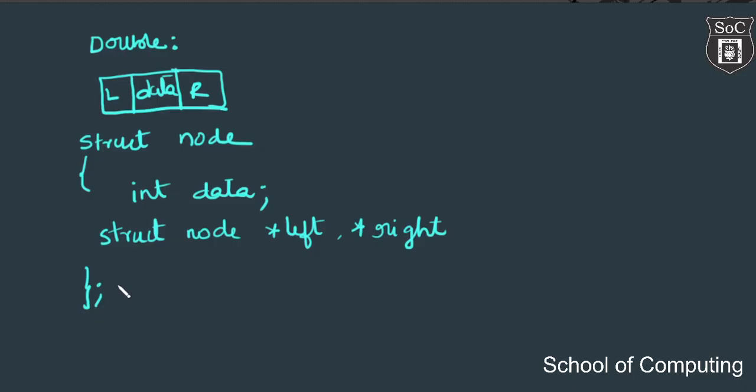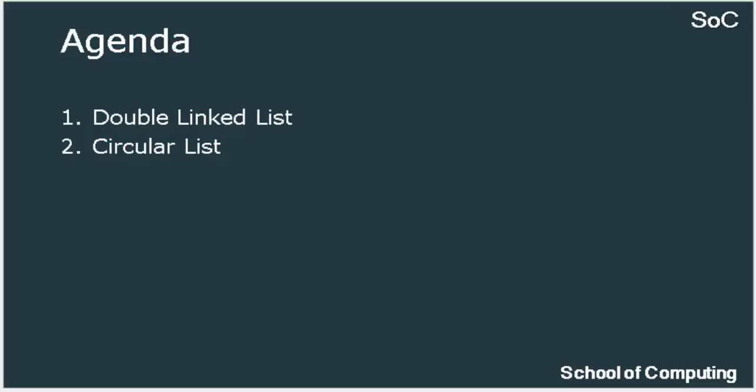Now when we want to implement a double linked list, we can do it by creating this kind of structure and performing operations on it, like inserting a new node, then probably deleting and displaying. So let us try to implement and understand how a double linked list is actually implemented in the C programming language.